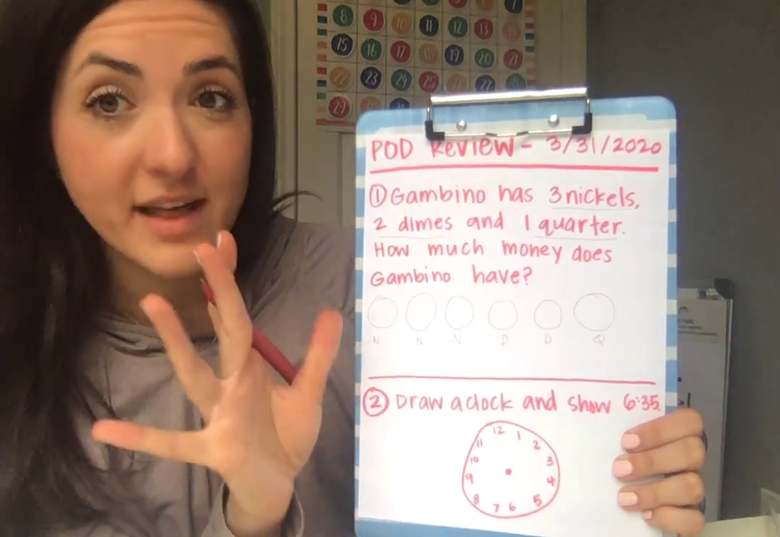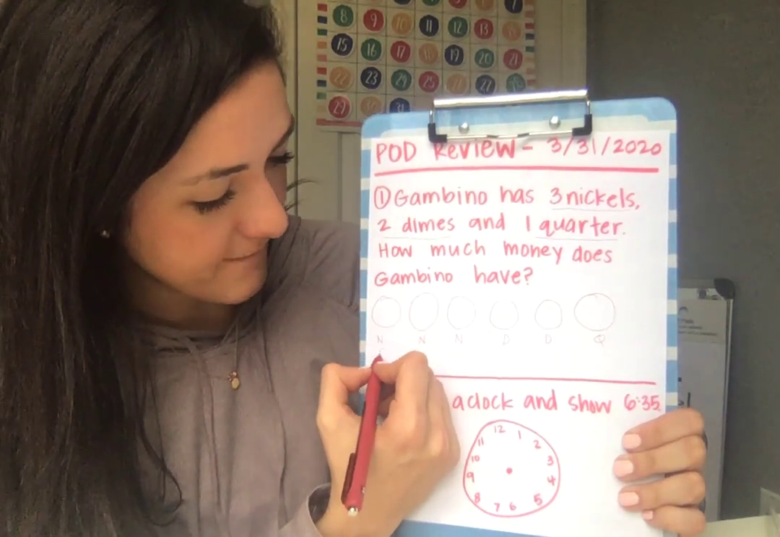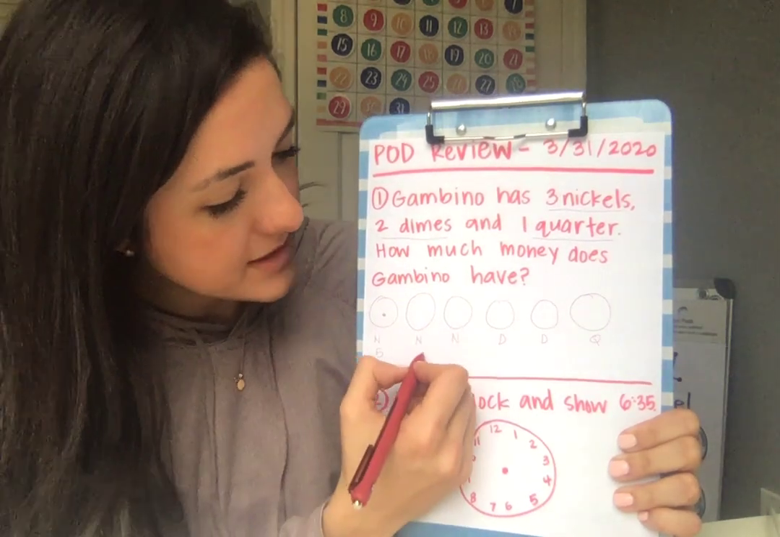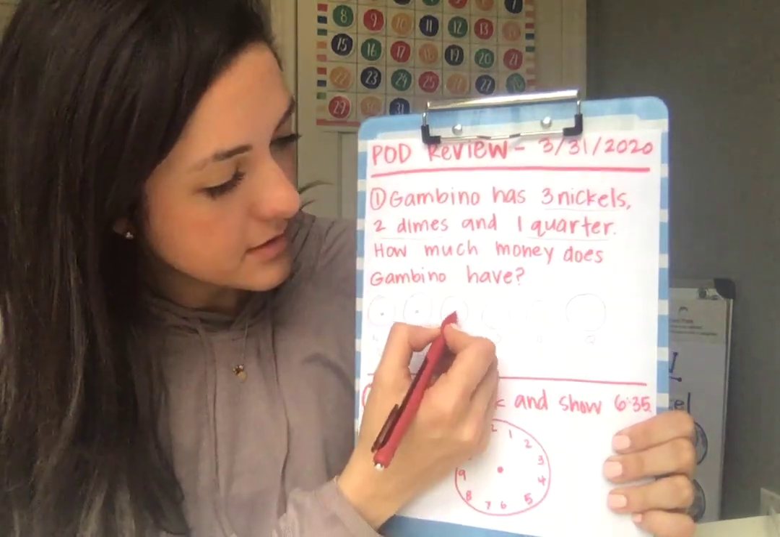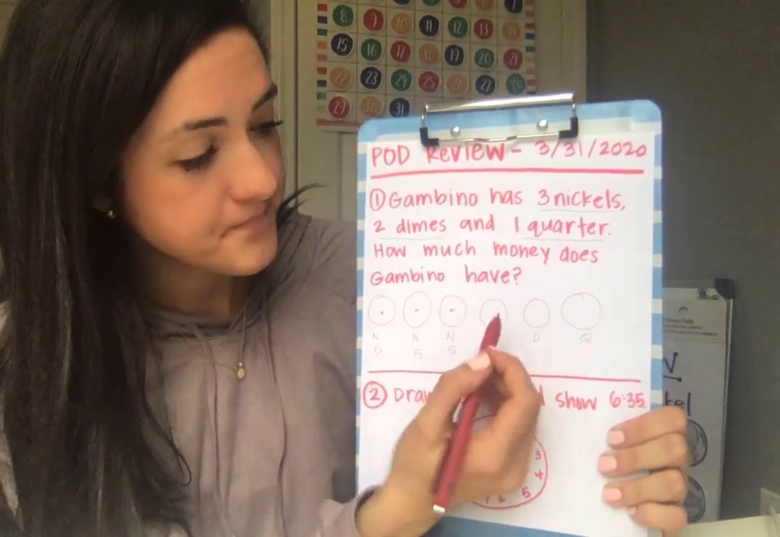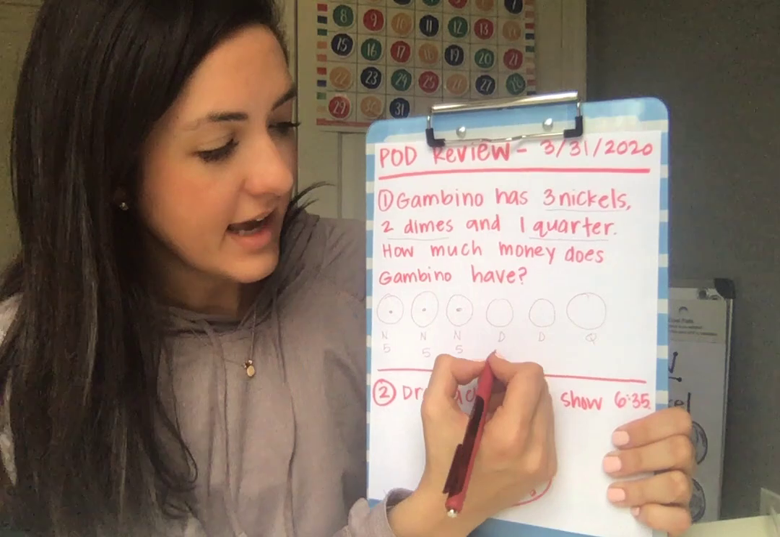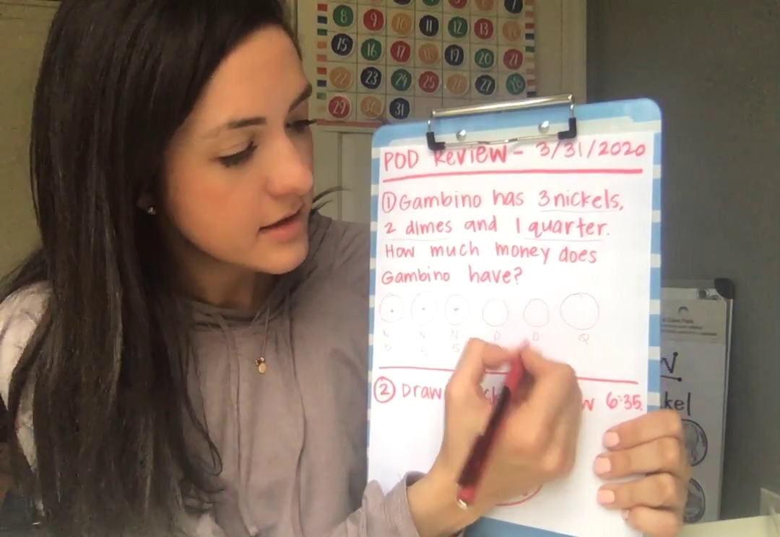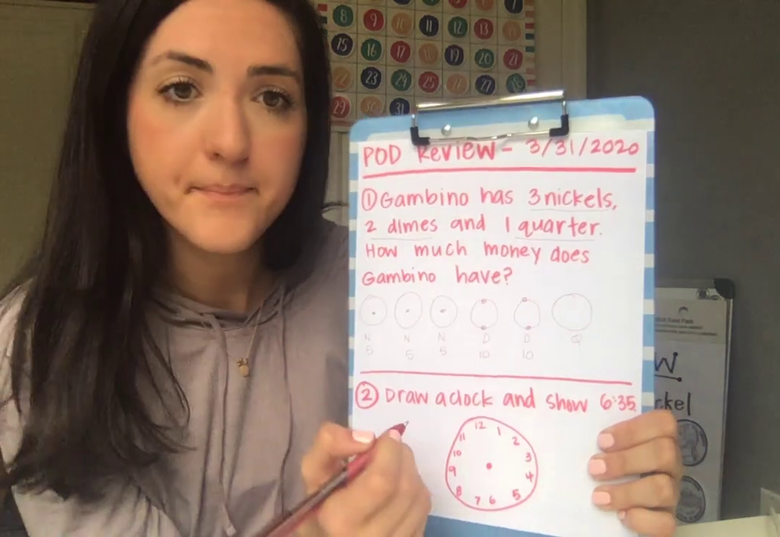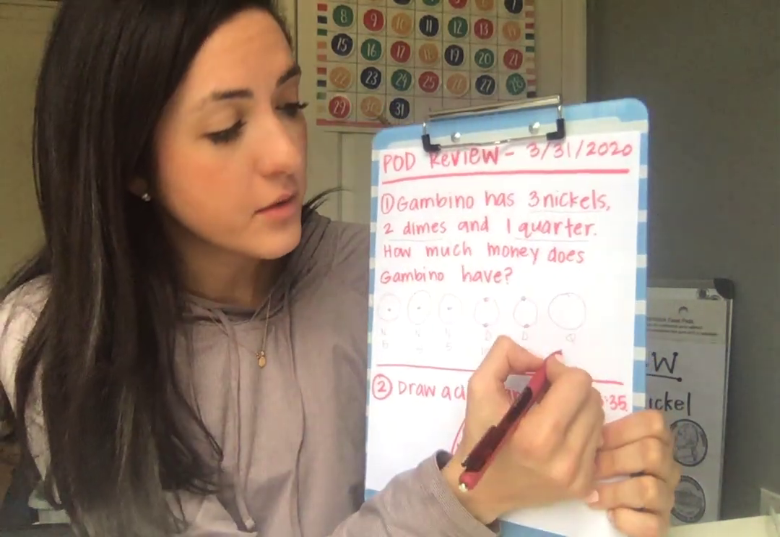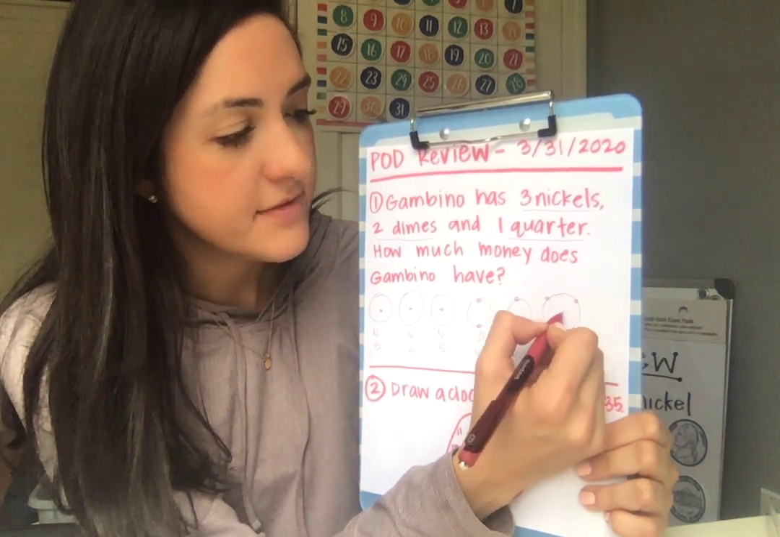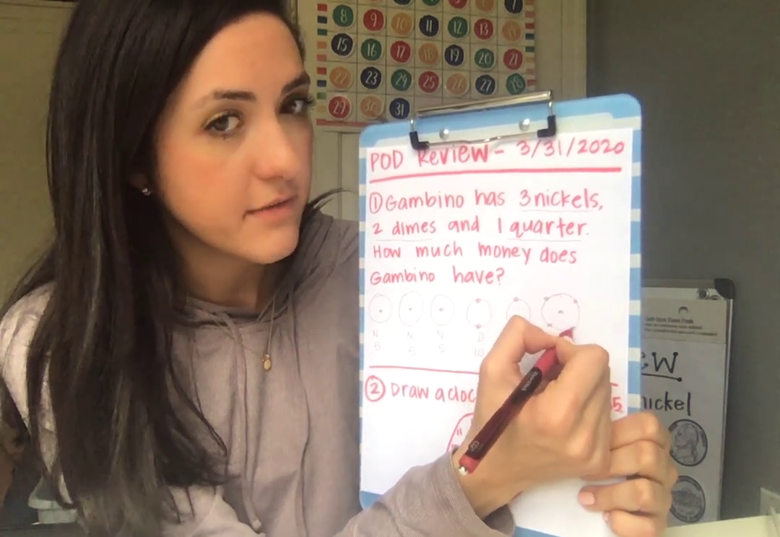A nickel is worth 5 cents. I'm going to write a 5 below it, and I'm also going to put a dot in the middle. The same for the other 2 nickels. Each nickel is worth 5 cents. Now I have 2 dimes. A dime is worth 10 cents, so I'm going to put the touch points 10 and 10. And a quarter is worth 25 cents, so I'm going to put the touch points 5, 10, 15, 20, 25.